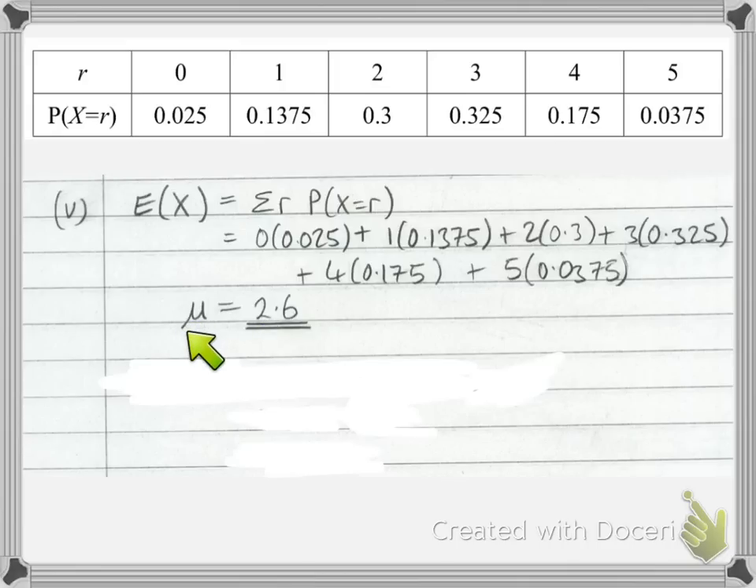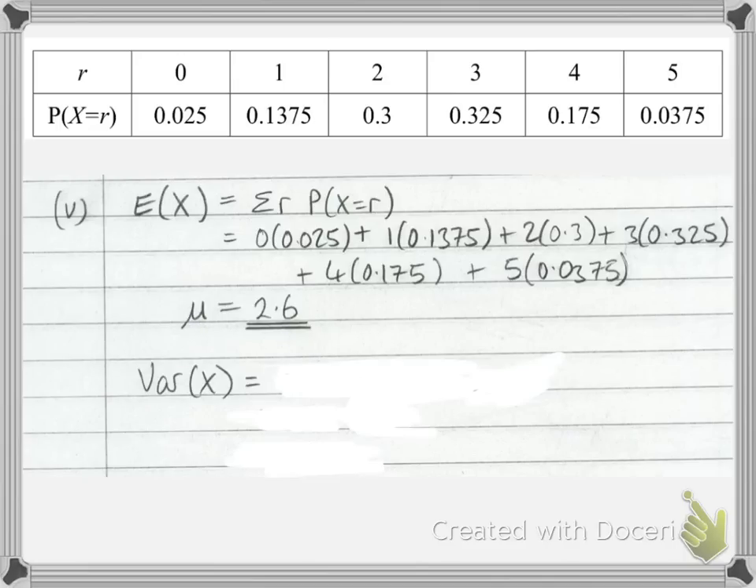Notice that I've used mu here to represent the mean. That's just a Greek letter M, and M for mean seems sensible, and that's the one we use in the formula. So the expected value of x is mu, which is 2.6.